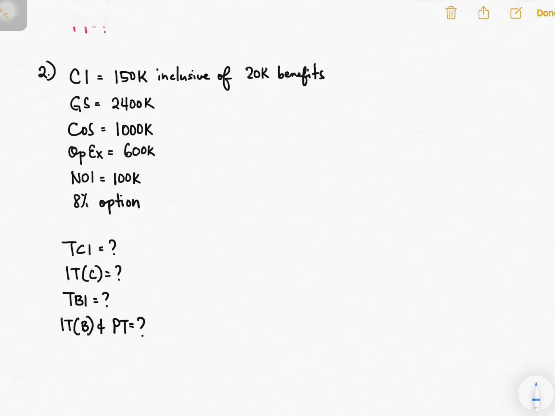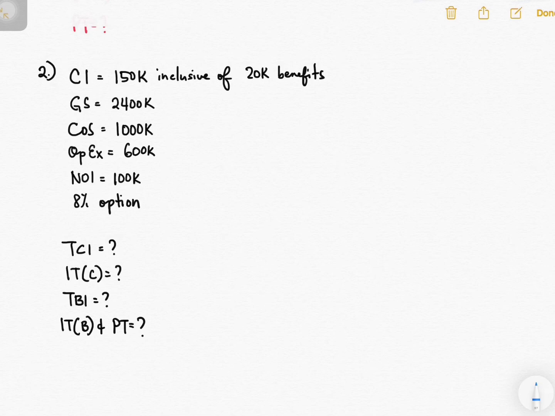Last one. Now let's try this one. You're given a compensation income of 150,000, including 20,000 worth of benefits. Gross sales of 2.4 million, cost of sales 1 million, operating expense 600,000, and non-operating income of 100,000. You are using the 8% option and you are tasked to compute the taxable compensation income, the income tax on compensation, the taxable business income, and the combination of your income tax business and percentage tax.